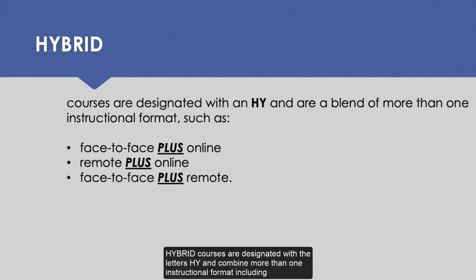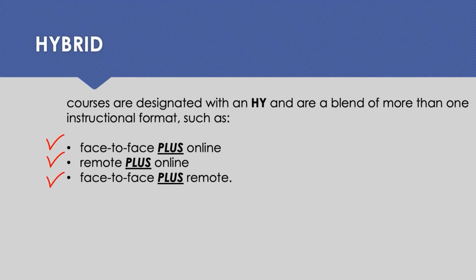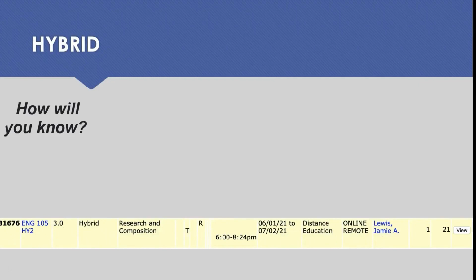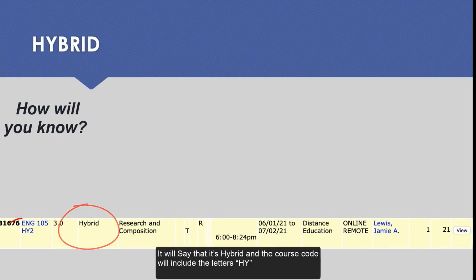Hybrid courses are designated with the letters HY and combine more than one instructional format, including face-to-face and online, remote and online, or face-to-face and remote. When you register for your courses, you can identify a hybrid course because it will say that it's hybrid, and the course code will include the letters HY.